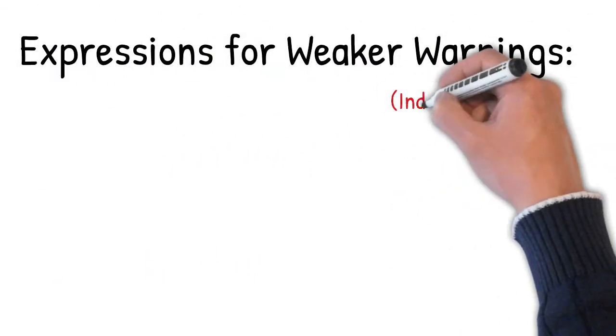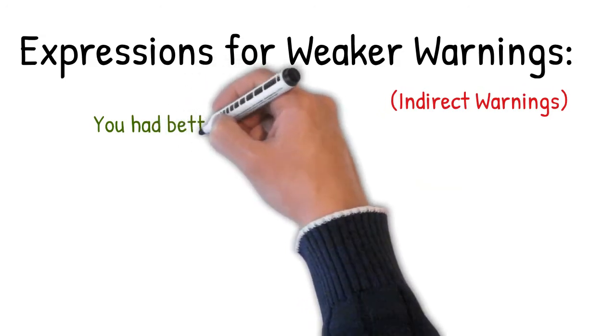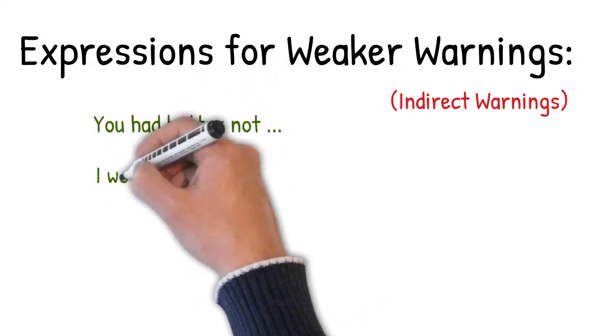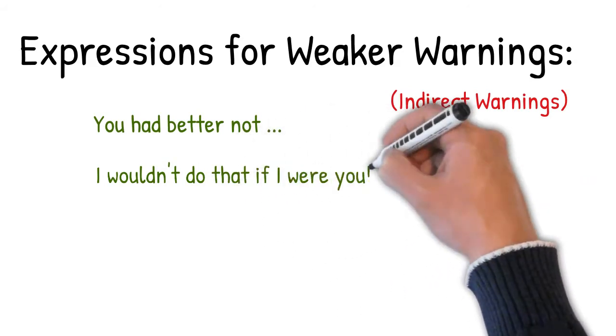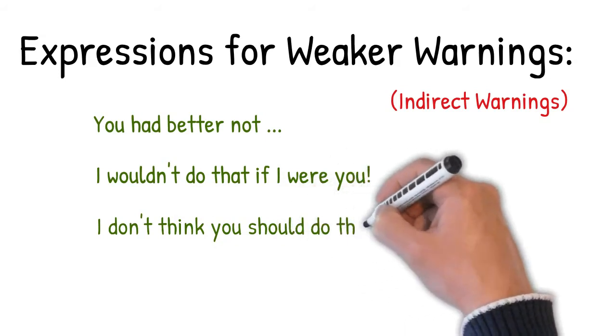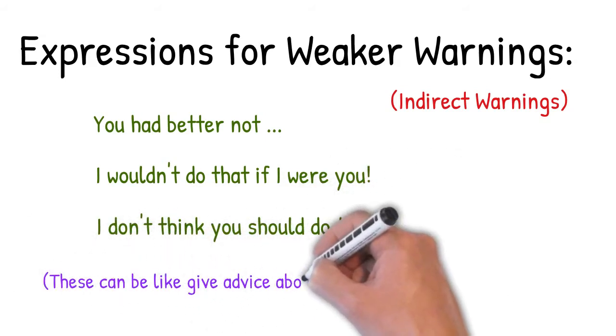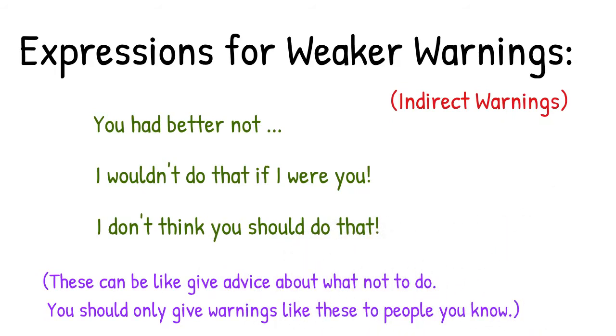So native English speakers use expressions for weaker warnings. These indirect warnings have language functions. I've introduced two already to you: "You'd better not" and "I wouldn't do that if I were you." The third one is, "I don't think you should do that." There are other ones too, but these three are pretty popular. So these can be like giving advice about what not to do. You should only give warnings like these to people you know. So this is informal language.